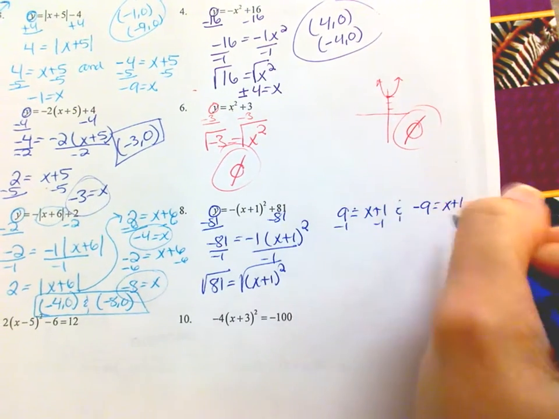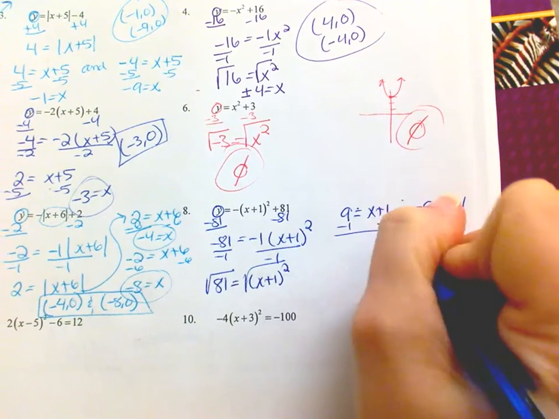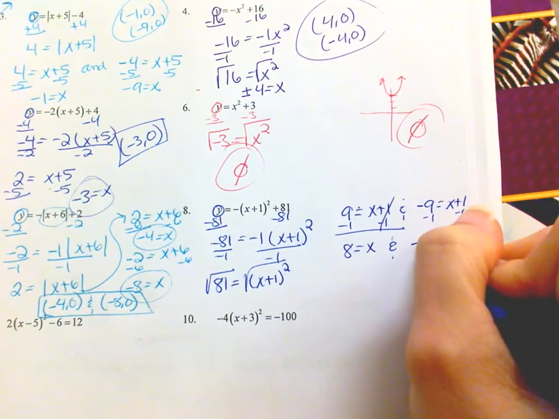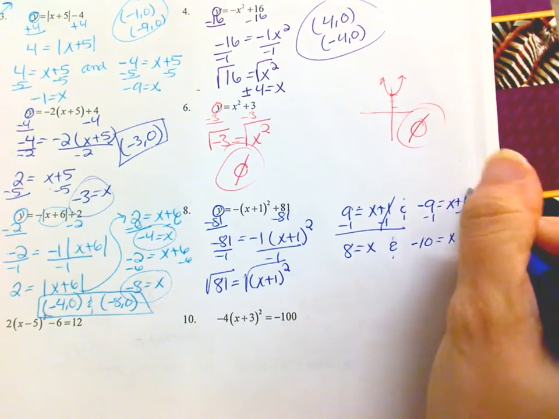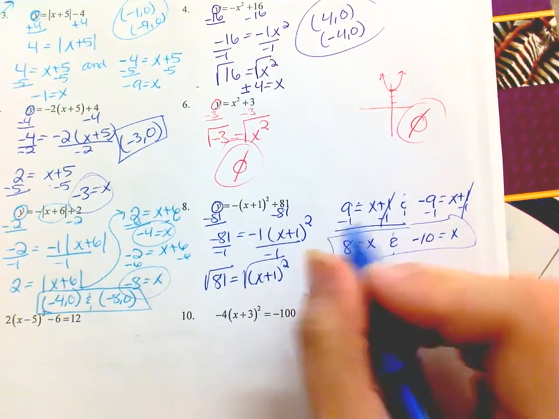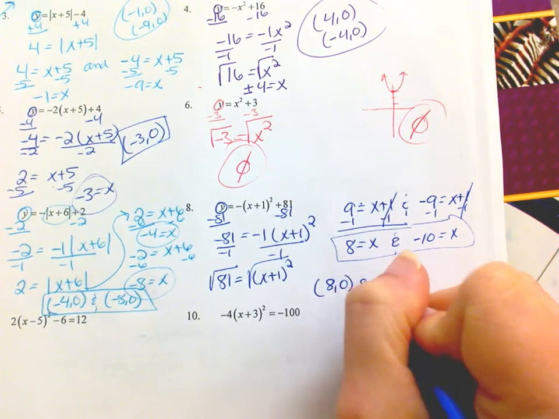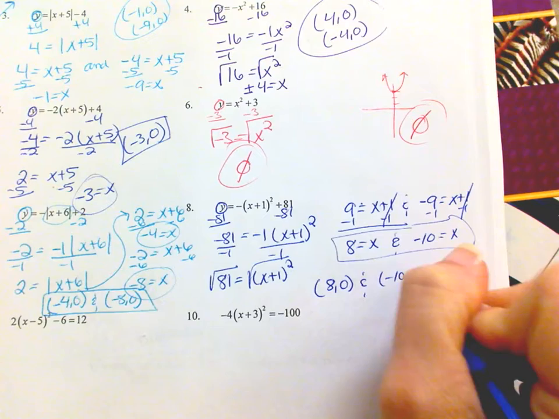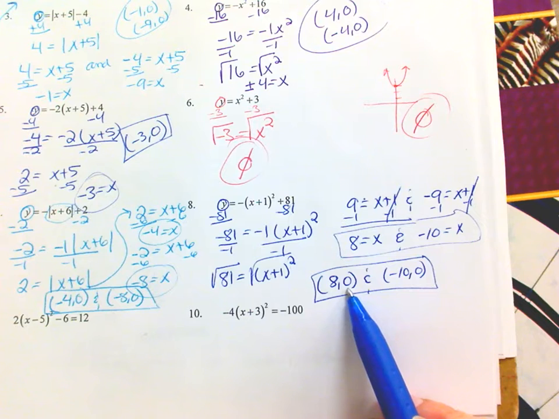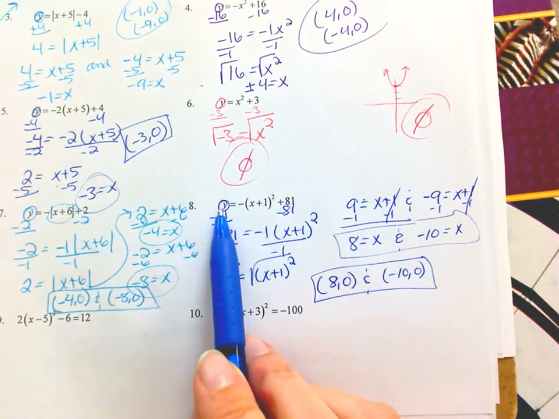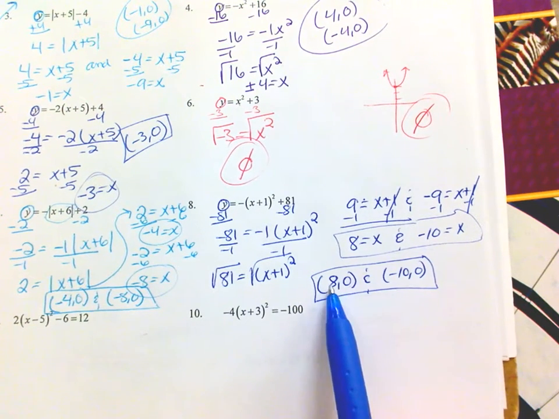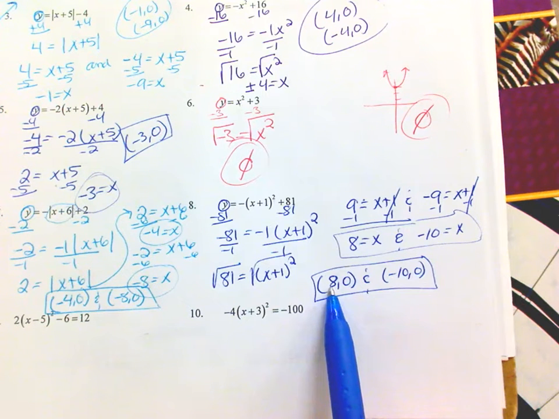Get x by itself by subtracting 1 everywhere. Positive 9 minus 1 is 8. Negative 9 minus 1 is negative 10. Final answers, this is going to cross the x-axis at 8, 0 and negative 10, 0. And just in case you're confused where the 0 comes from, I guess I didn't address this earlier. You're plugging in 0 for y, and when you solve, you get x as that. So your y was 0, and when we solved, we got x as 8.